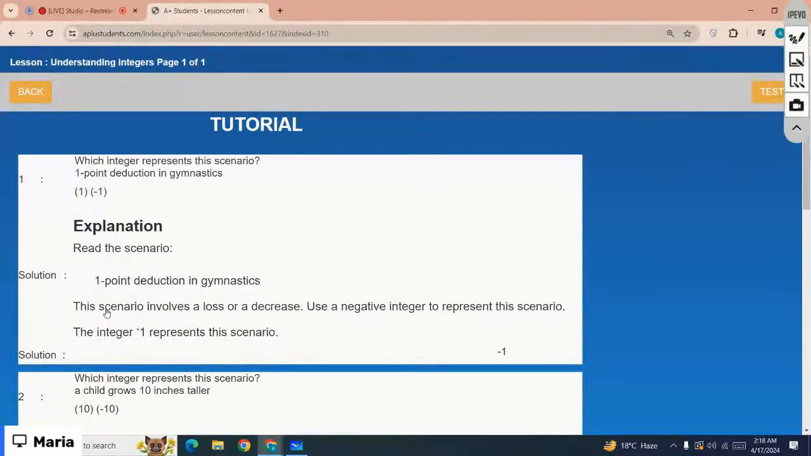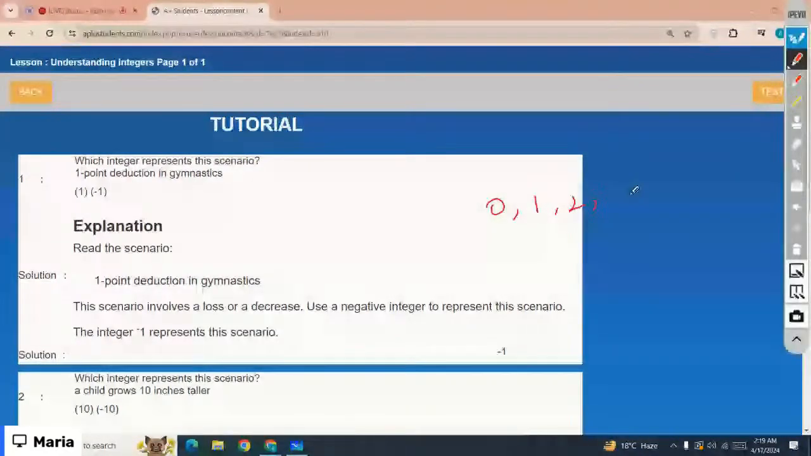Basically, integers are the numbers with positive and negative signs, right? If the number doesn't have any sign, that means it is a positive number. And the numbers that have the negative sign, they are the integers, right? They include zero. Basically, the integers are 0, 1, 2, 3, 4. Positive numbers are on the right hand side and negative numbers are on the left hand side, right? Negative 1, negative 2, negative 3, they are the negative integers. Got it?